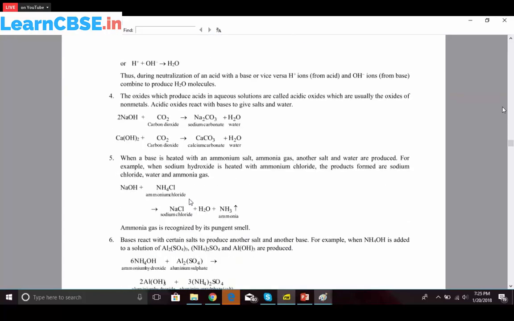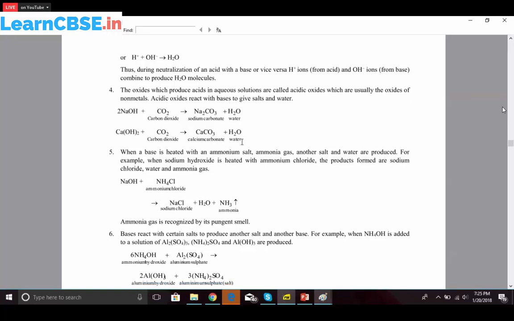Then the next one is the oxides. Oxides which produce acids in aqueous solutions are called acidic oxides, which are usually the oxides of non-metals. So we take the acidic oxide, that is CO2. When it reacts with the base NaOH, it produces Na2CO3 plus water. Then calcium hydroxide, a base, when it reacts with CO2, the acid, forms calcium carbonate plus water.